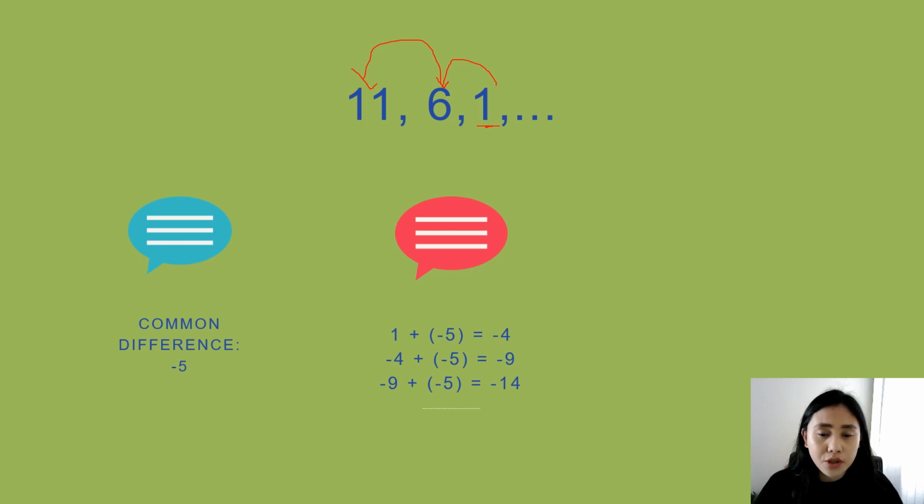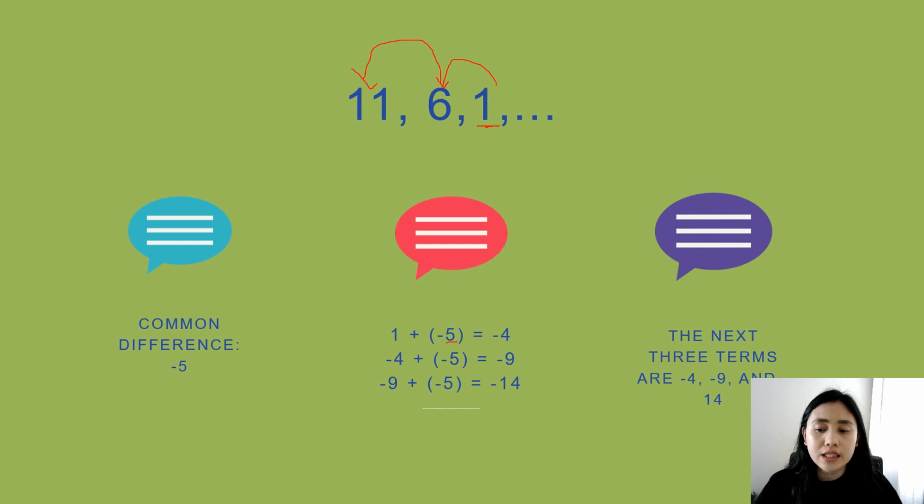The next three terms are, from the third term, 1 plus the common difference negative 5, 1 plus negative 5 is negative 4. Negative 4 plus negative 5 is negative 9. Negative 9 plus negative 5 is negative 14. Therefore, the next three terms are negative 4, negative 9, and negative 14.